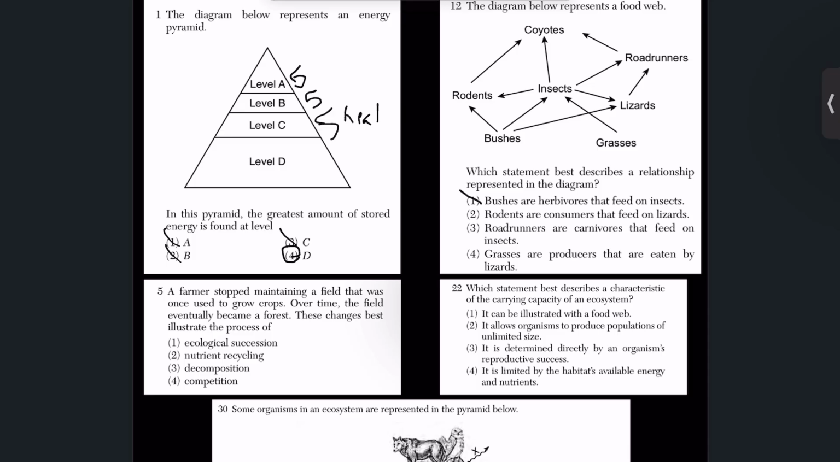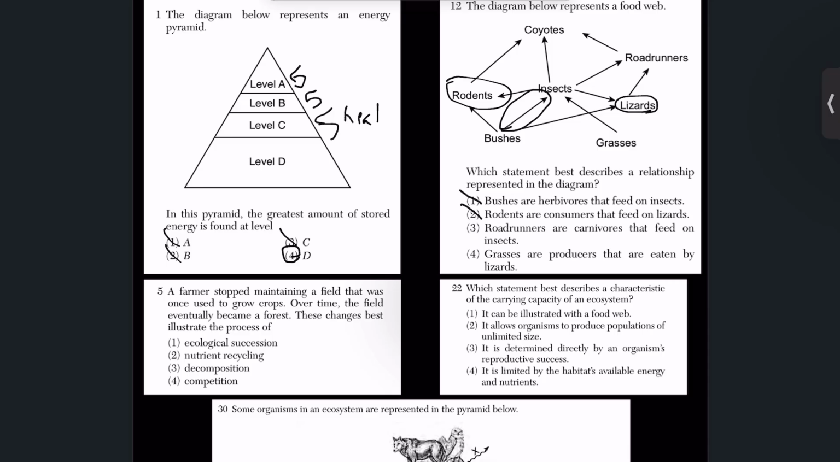This is the key thing about what the arrows represent. The arrows don't represent the organisms feeding on one another, but rather the energy. Because right here we see the arrow going from bushes to insects, that means the energy from the bush goes to the insects. So rather, insects are feeding on bushes, not bushes eating insects. That would be kind of crazy. Number 2, it says rodents are consumers that feed on lizards. Here we have rodents, and lizards are over here, and rodents are over here. So we don't see a direct arrow between the two, so this one would not be our best answer.